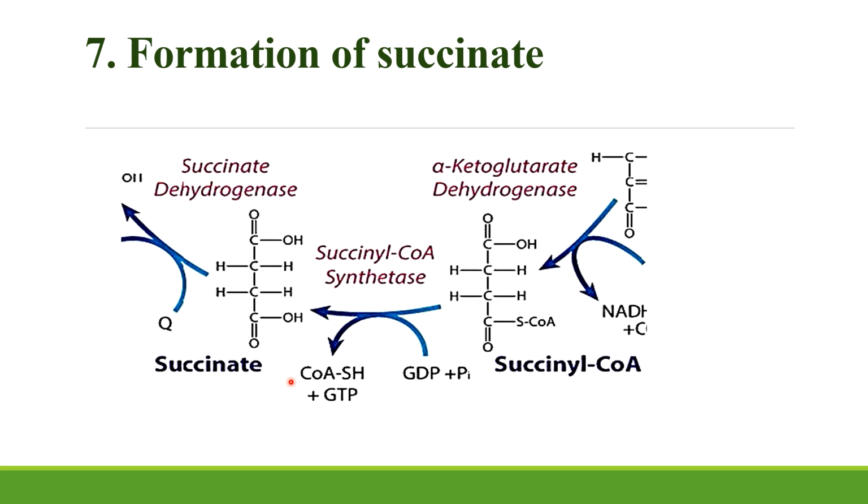This GTP is later on converted to ATP, and the enzyme that does it is nucleoside diphosphate kinase, and the coenzyme A is released. So finally you have succinyl CoA getting converted to succinate by the enzyme succinyl CoA synthetase.